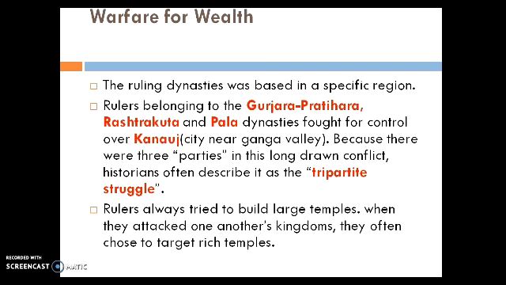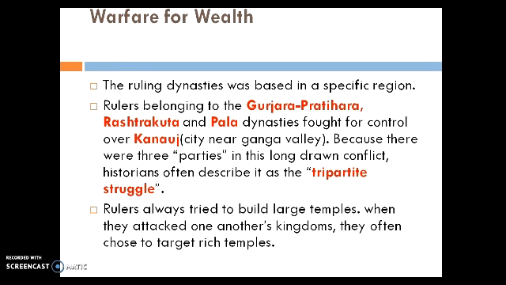See, almost all ruling dynasties are based in a specific region. The main thing here to see is the tripartite struggle. That means three rulers, three dynasties: the Gurjara Pratiharas, Rashtrakutas and Palas. Their rulers always fought for a city near the Ganga Valley called Kanauj. So this fight is called the tripartite struggle, a struggle among three dynasties for a single city.